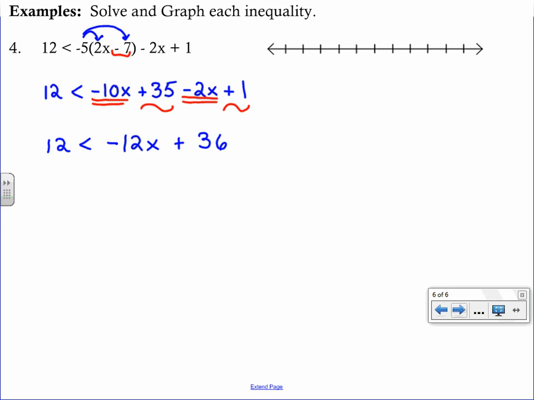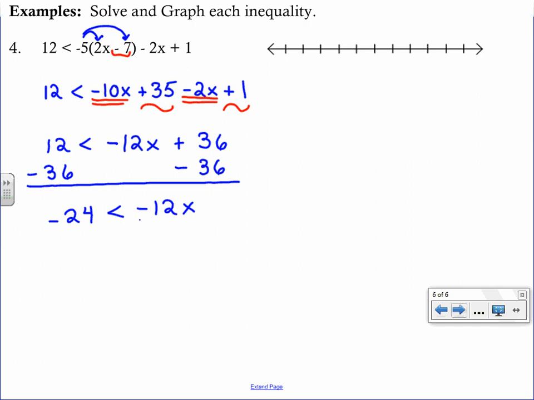The next step, we want to try to isolate the x. So I have to get rid of the positive 36. So I'm going to subtract 36 on both sides. 12 minus 36 is negative 24, which is less than a negative 12x. Here's where it gets a little tricky. We're going to divide both sides by a negative 12.